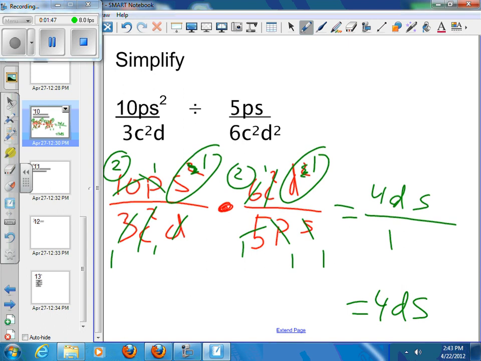So change the division to multiplication and flip, take the reciprocal of that second fraction, and then start reducing everything and figuring out what you've got left.